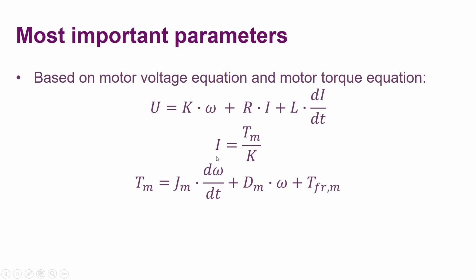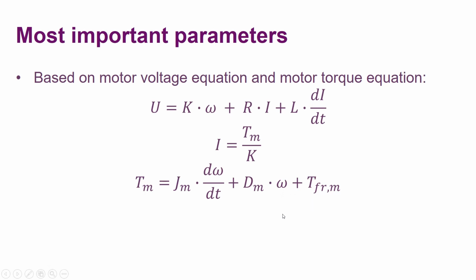Then we have the relationship between current and torque, which says that the motor current equals the motor torque divided by the motor constant K. And the motor torque equation says that the motor torque is equal to J, the inertia, times d omega/dt, the angular acceleration, plus the damping D times omega, plus the friction torque, TFR.